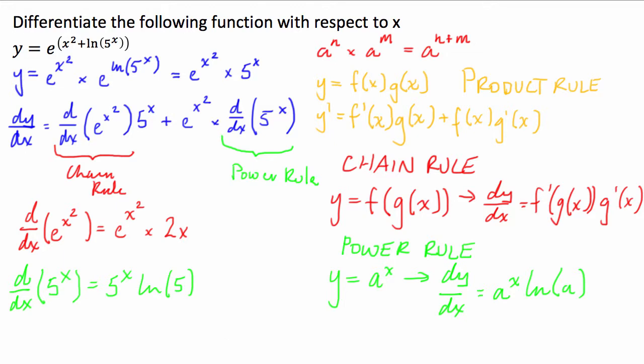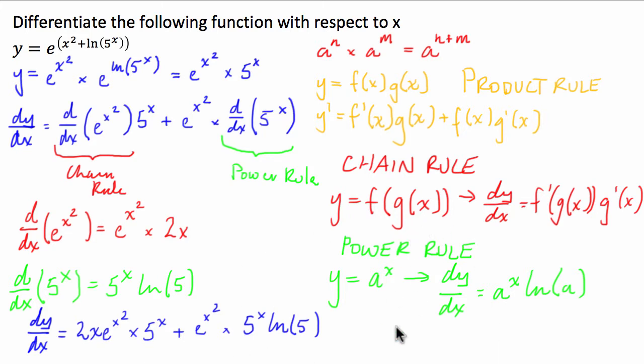Cool. So now what we can do is insert these two derivatives that we've just found back into our product rule, and we can say that the total derivative, or dy/dx, is equal to the derivative of e to the x squared. I'm going to put that 2x at the front. So we have 2x e to the x squared times by 5 to the power of x, plus we've got e to the power of x squared again, times by the derivative of 5 to the power of x, which we know is 5 to the power of x times the natural log of 5.